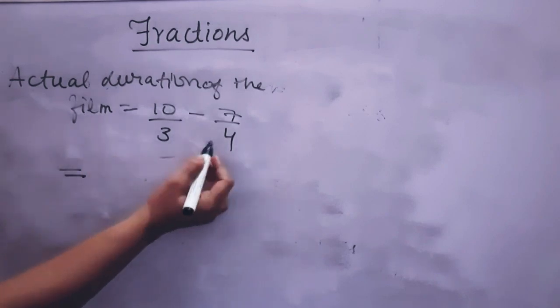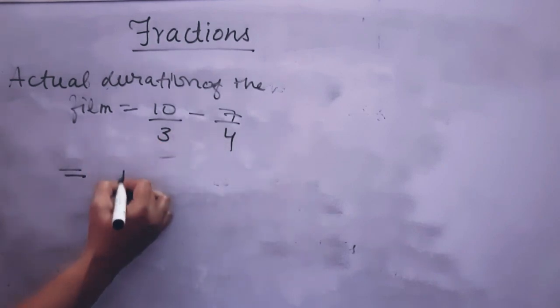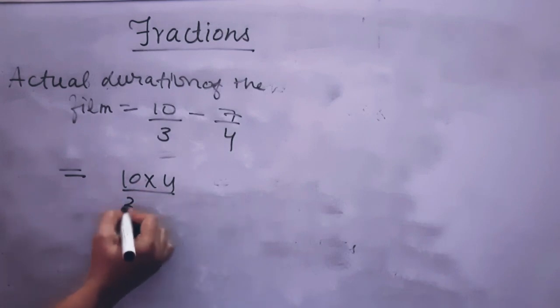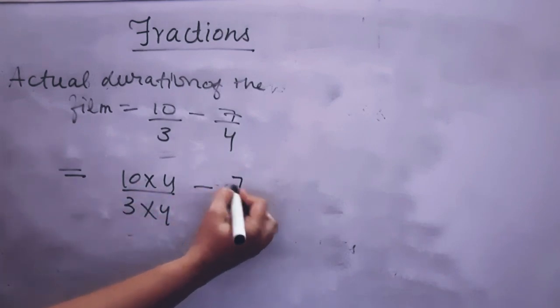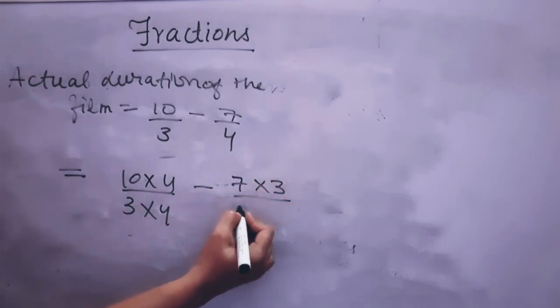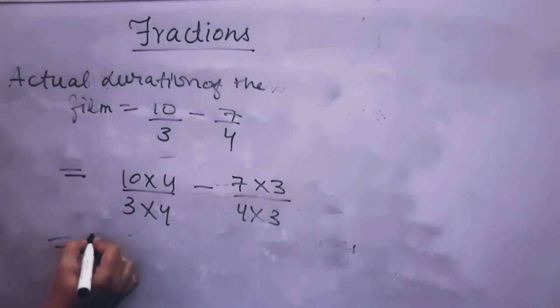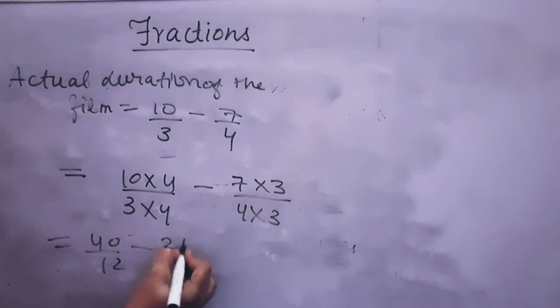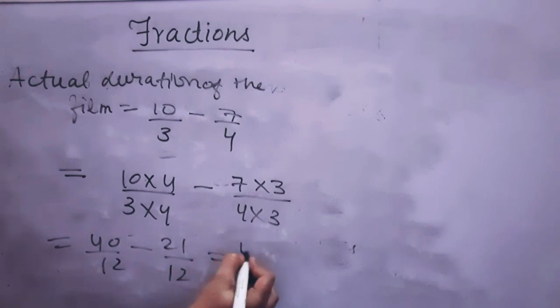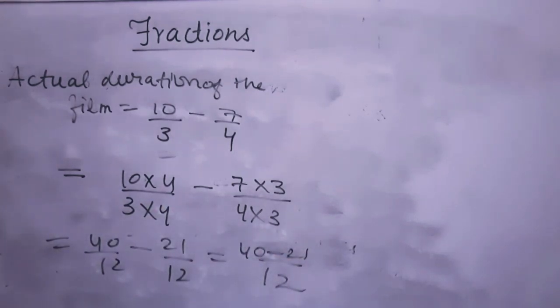So the LCM of 3 and 4 is 12. So to make it 12, 3 has to be multiplied by 4 and 4 has to be multiplied by 3. So 40 upon 12 minus 21 upon 12, and 40 minus 21 upon 12. So please reply to me in the comment section. What is the final answer, students? 19 upon 12.